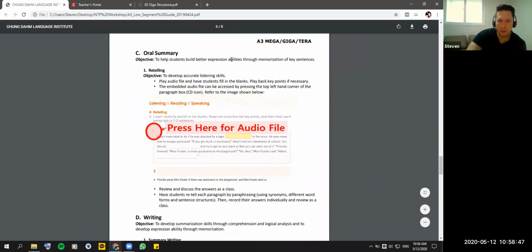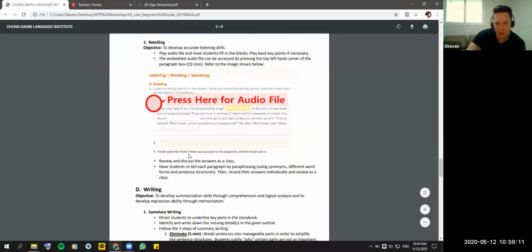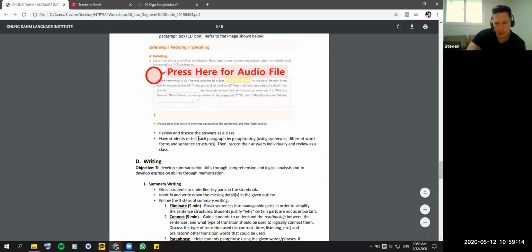This page is to help them build better expression abilities through the memorization of key sentences. Developing accurate listening skills is the first part in the retelling section. They play an audio file and fill in the blanks, and they play back key points if necessary, and you can access the file here. You review and discuss the answers as a class, and then they can retell each paragraph by paraphrasing. Paraphrasing is really important here, using synonyms, different word forms and sentences, and then they record the answers.